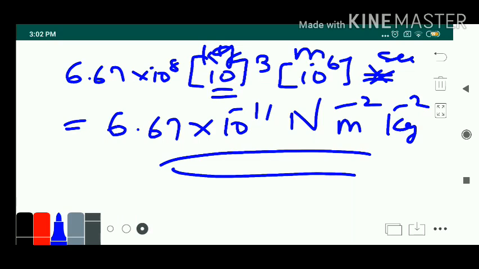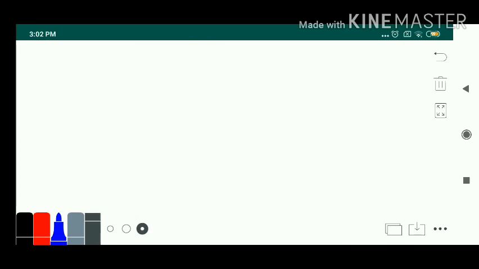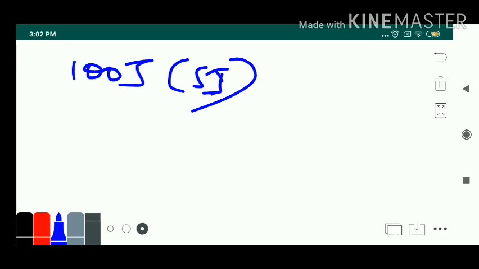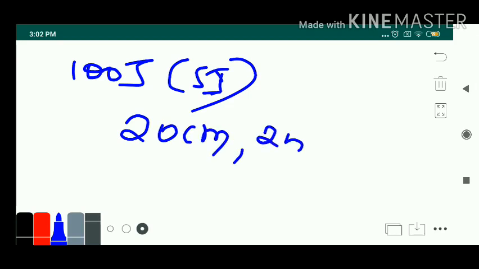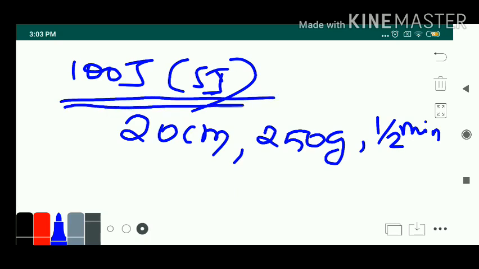Similarly, we'll do some more problems. Your question is, find the value of 100 joule. You are given 100 joule in a system, that means you are given in SI, that's something which you know. And I have to convert it into another unit system where 20 centimeter, 250 gram and half minute are the units. Listen properly.